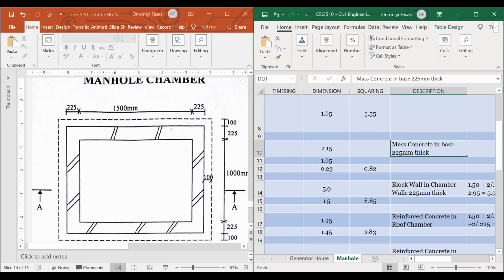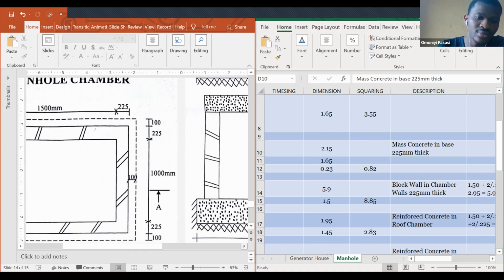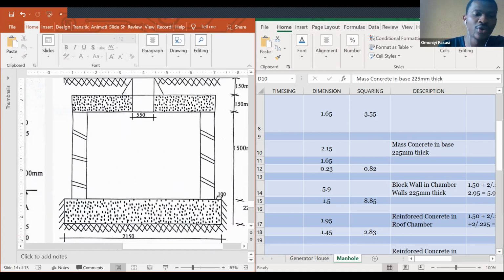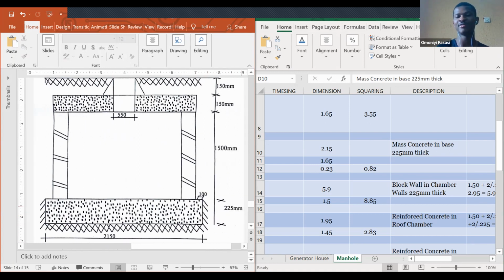So now for the mass concrete, we are working with a width of 1000. The width we're working with is the width from, let me just show you from this section, the width from yea to yea. And that width is 2.15. Then the next thing is the depth we are working with. The depth is 225, but they approximated it to 0.23.